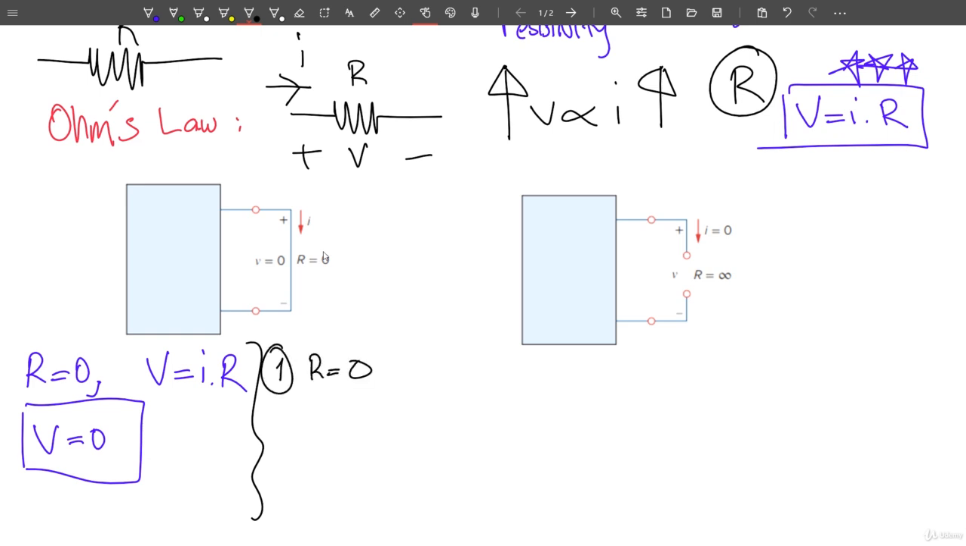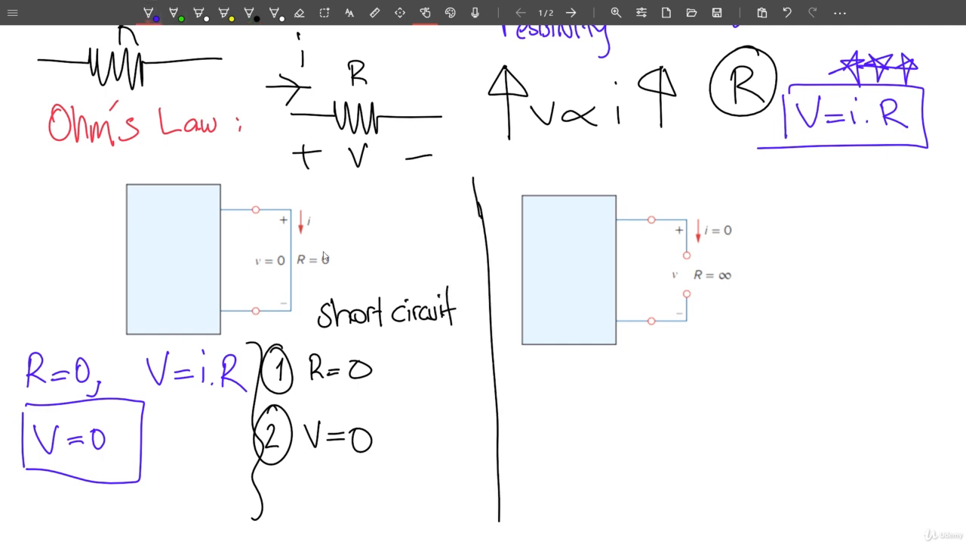The resistance of the circuit must be 0 and the voltage across the short circuit is 0. This is for a short circuit. Here we have another circuit, but this time our resistance value is not 0, however it is infinity.